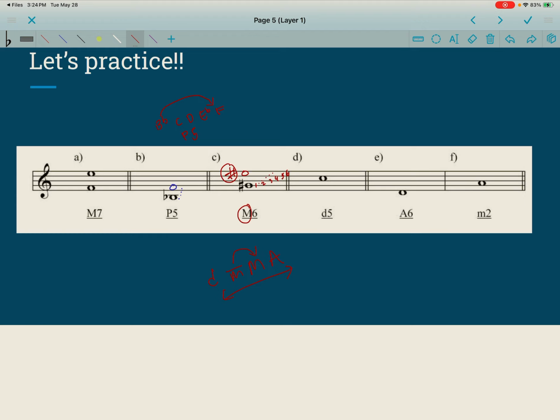What about this diminished fifth? Well, you can think about making a perfect fifth here, right? And then lowering the top note by 1 half step. Because a perfect fifth or a perfect fourth will match the same accidentals. So you have 1, 2, 3, 4, 5. So you have a fifth, right? Between C to G is a perfect fifth.